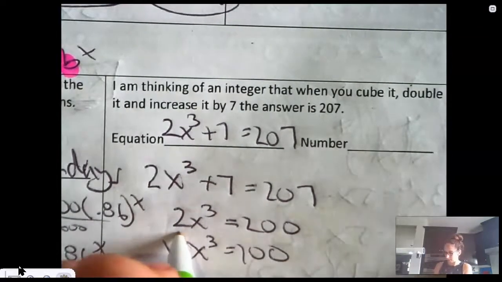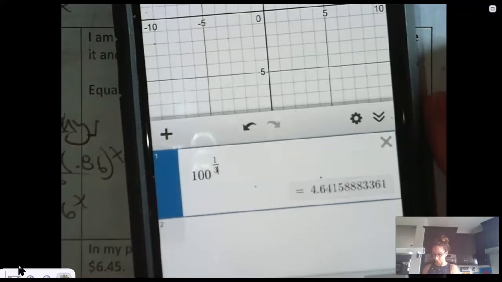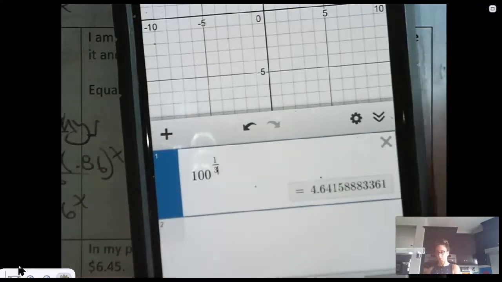And then I would have to take the cube root of 100. Okay, not the square root, but the cube root. So how could I do that in the calculator? Let's see if it gives me that option. I'm not exactly sure, but I do know how to change it to exponential form, to the 1/3. And that's 4.64.